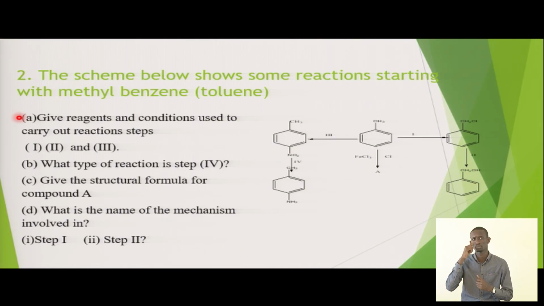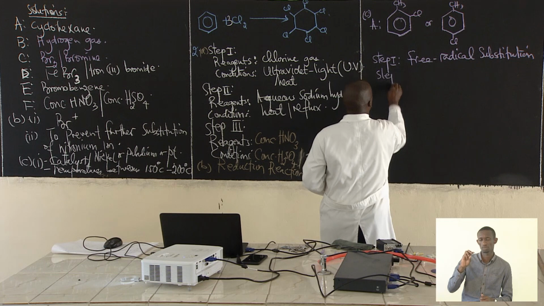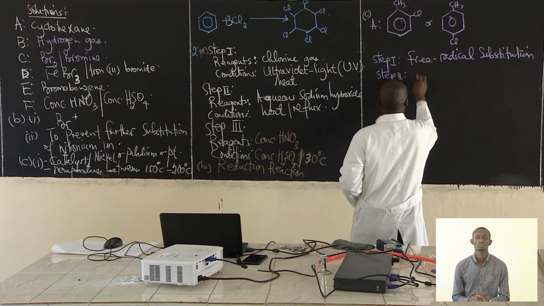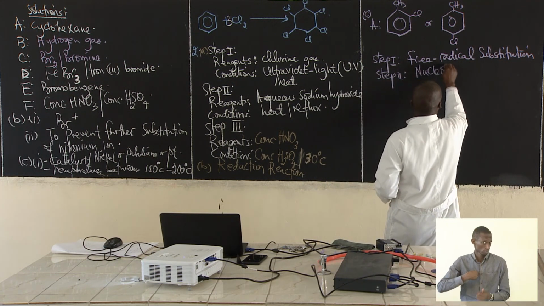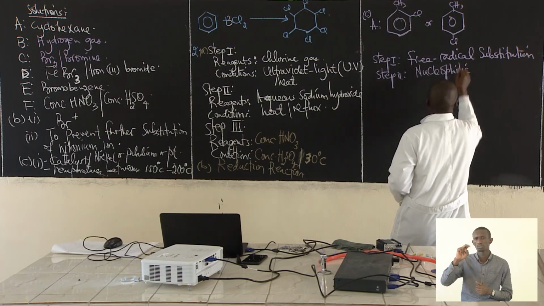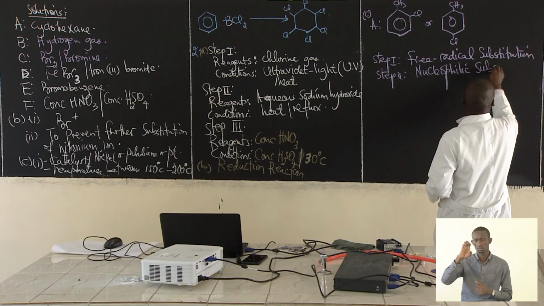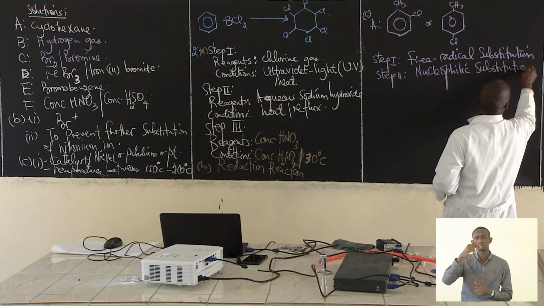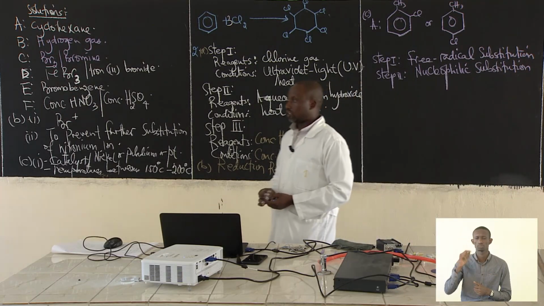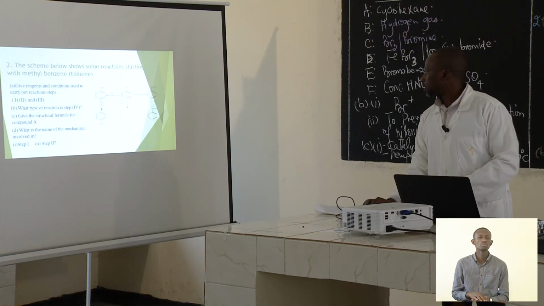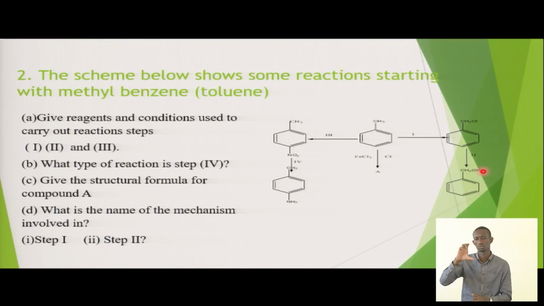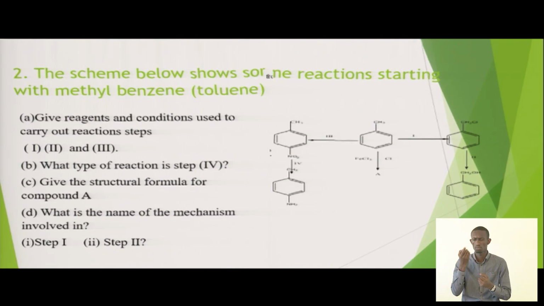Step 2. What is step 2? Step 2 is over here. So what is the name? This is step 2. So we have nucleophilic substitution. That is the name, because this is the nucleophile. This OH is acting as a nucleophile, and it is substituting the chlorine over there.